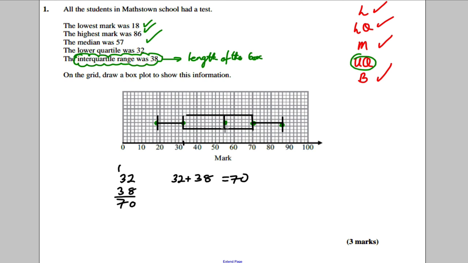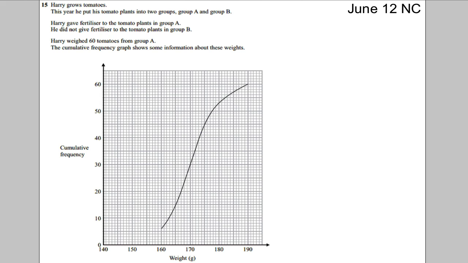And that's our box plot, and we're done. So it should just label it up. So the lowest, the biggest, this was the lowest quartile, the median, and the upper quartile, and we're done for a nice 3 marks. Okay, next question.